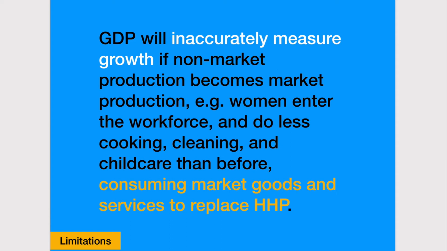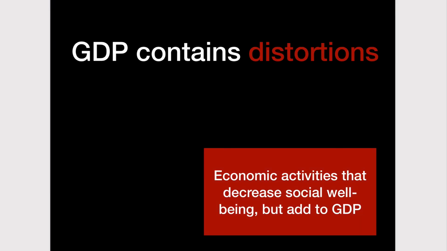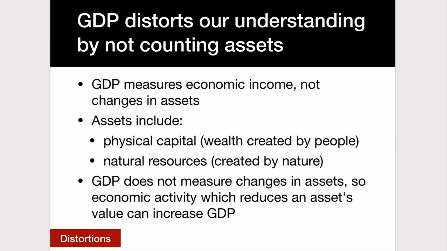All right. So now GDP doesn't just have limitations, it also has distortions, and these are economic activities which decrease social well-being, like I said, but they actually add to GDP. This is in a way a more serious kind of issue. The first one is just things that aren't being measured, but this is like we're measuring the wrong thing in the wrong way.